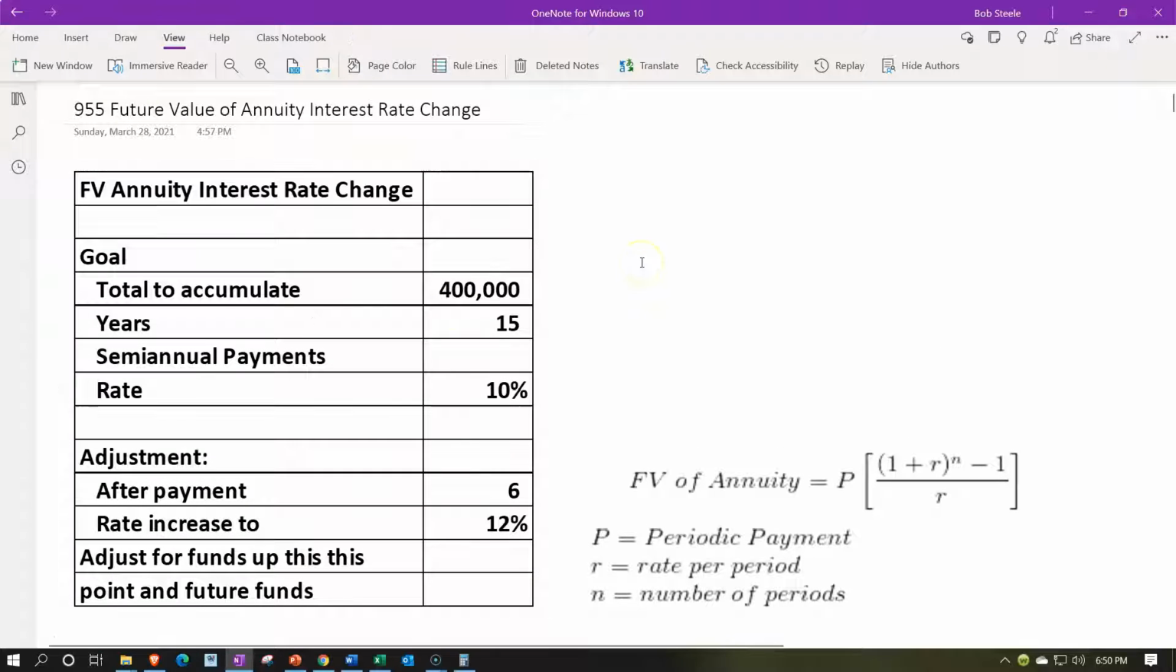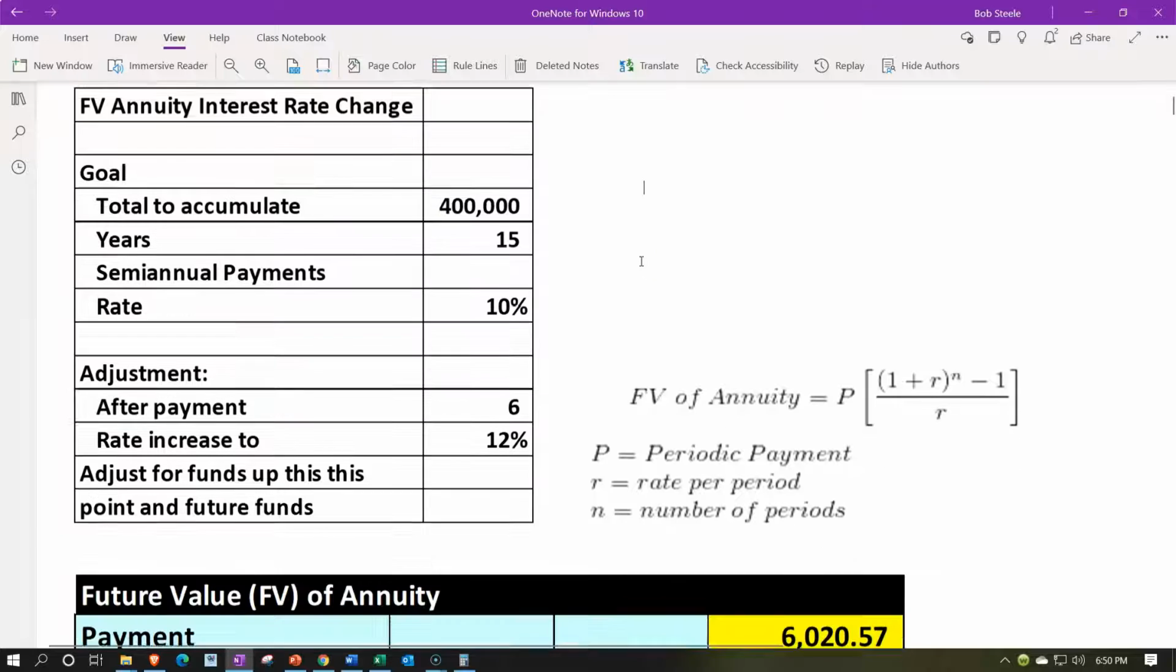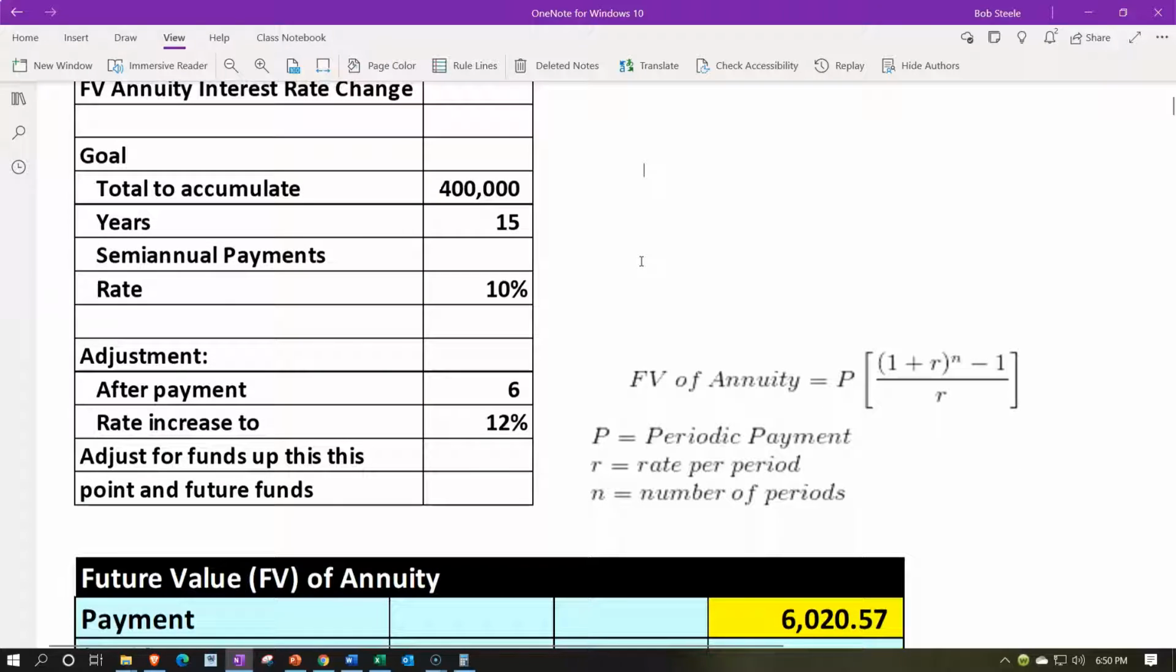So we have a scenario here where we have an annuity that's going to be set up. We have a situation where we want to get to $400,000. We have 15 years to get there. They're going to be semi-annual payments as opposed to annual payments, and the rate is going to be 10%.